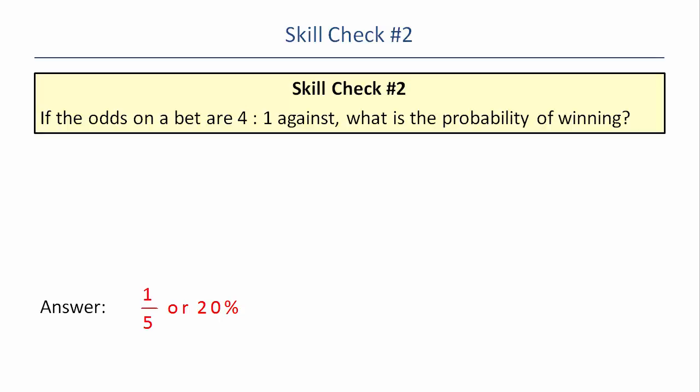All right, did you remember that when you do odds, probability just becomes good over total. These represent the two pieces of the total, so 4 plus 1 is 5, and the reason why it's 1 over 5 and not 4 over 5 is because these are the odds against, so the probability of winning, which would be the probability of it happening, is now the 1 over the total, 1/5 or 20%. All right, that's everything we need to know for expected value.